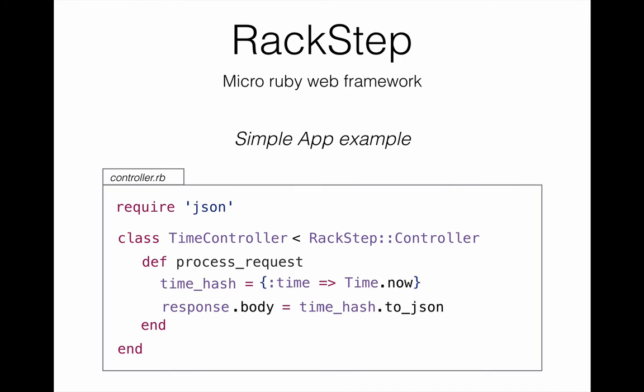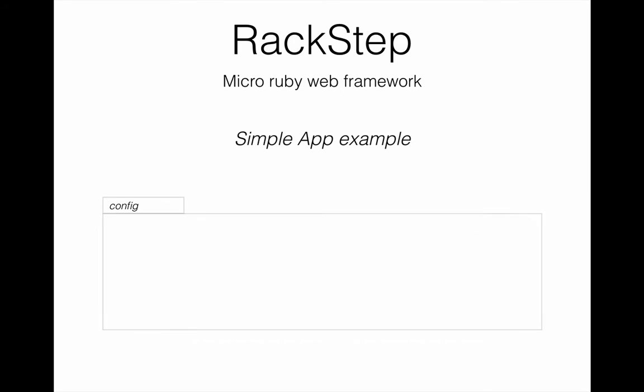Now, we just need to create one more file, config.ru. This file is used to tell our Ruby web server how to run our application. You may use any Rack-compatible server. In development, I like to use Shotgun or RackUp. In production, I usually use Puma or Unicorn. But again, you can choose any one you like. All of them will read this file and run your application just fine.